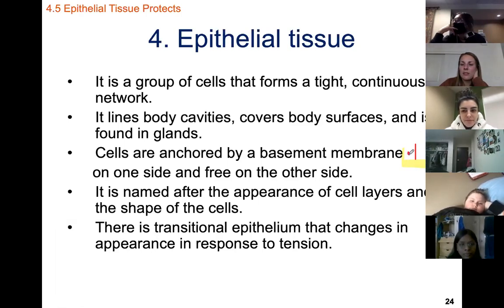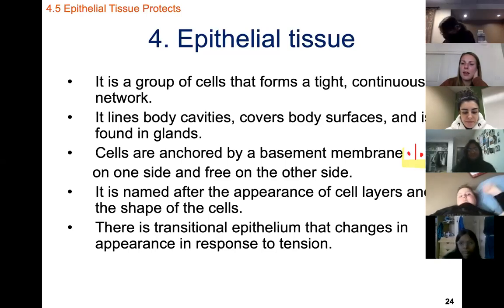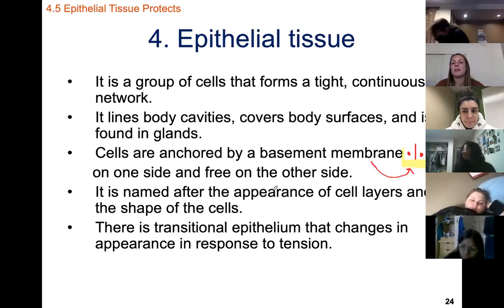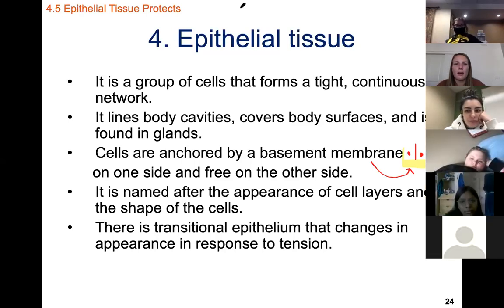And then we have different cells. These are the nucleus of the cells. And that basement membrane is epithelial tissue. It's that yellow part right there. So that is how cells are anchored into each other. You can see that in skin cells as well, and we'll talk about that.